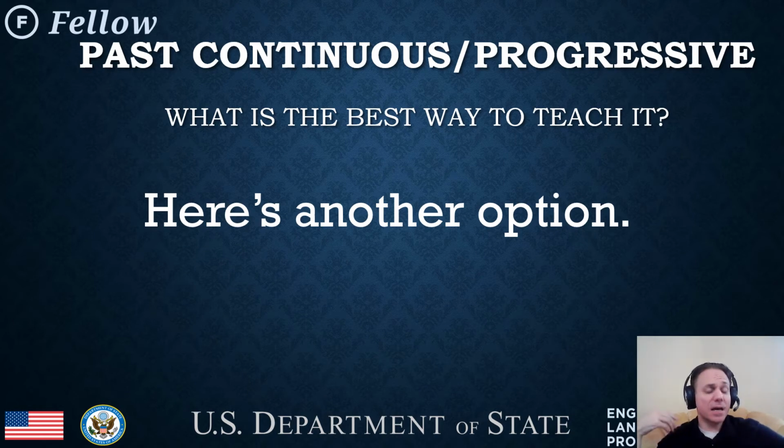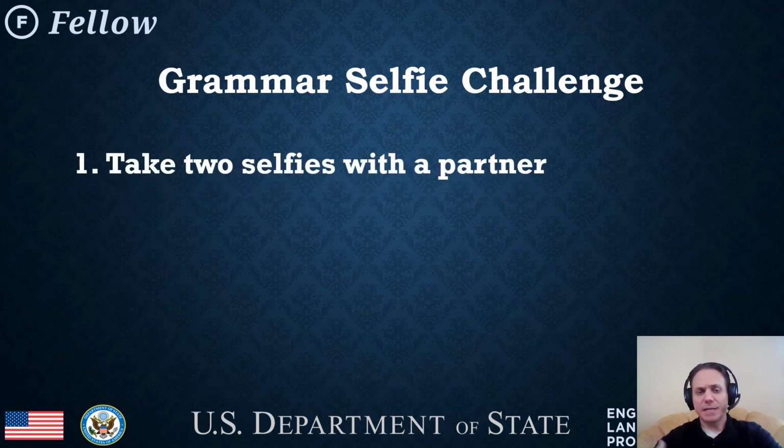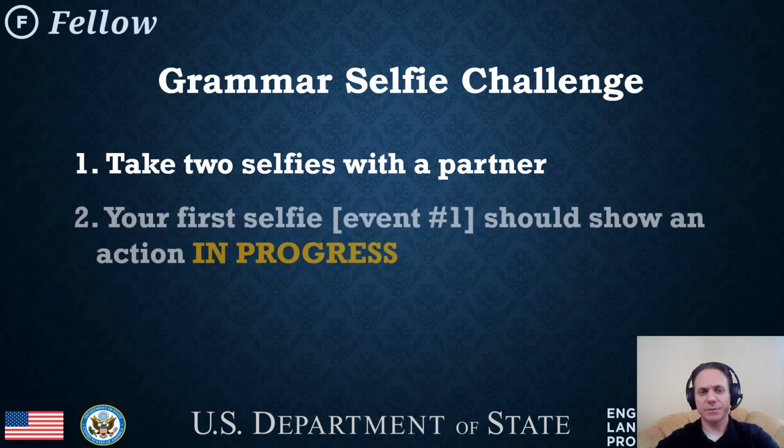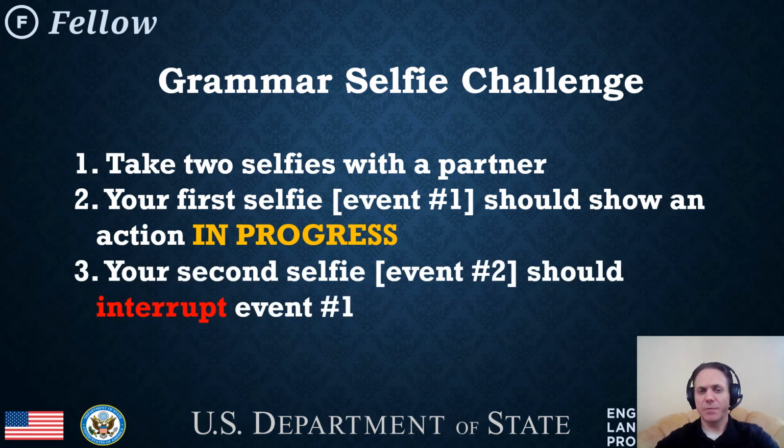So here is another option that you might be able to use: the grammar selfie challenge. You take two selfies with a partner, and you have students do this. You can do this at most grade levels depending on the equipment that you have. You might have drawings instead of actually having a phone or picture with you if you're going to have the younger students. But this works really great with most secondary level students. They take a selfie with a partner of something that's happening, something that's in progress. Then they record an interruption to that event, a picture of an interruption that happened there.